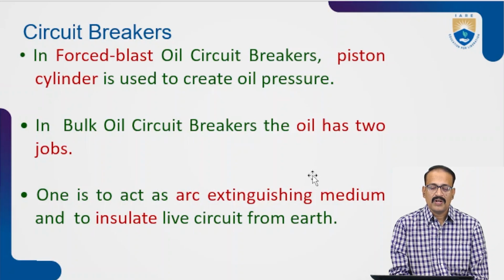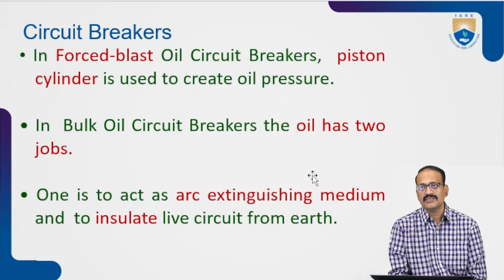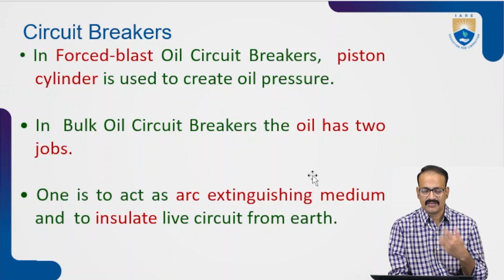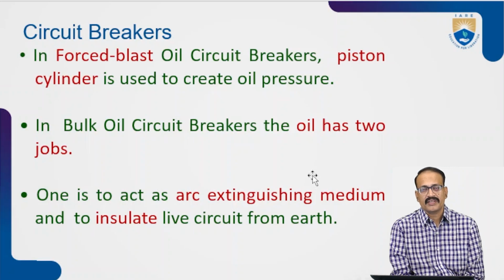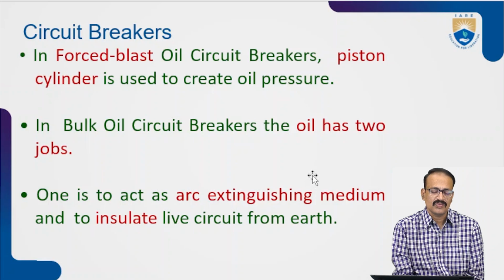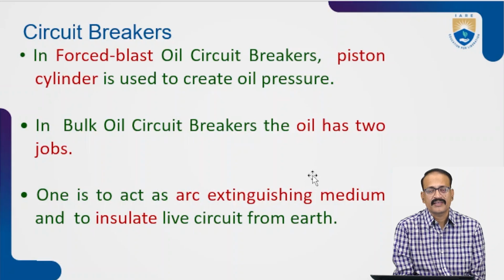In bulk oil circuit breakers, the oil has two jobs. Why are we using so much oil in the bulk oil type? Because it has two jobs. One is to act as the arc extinguishing medium, our first criterion. The second is to insulate the live circuit from the earth. So this oil is doing two tasks.